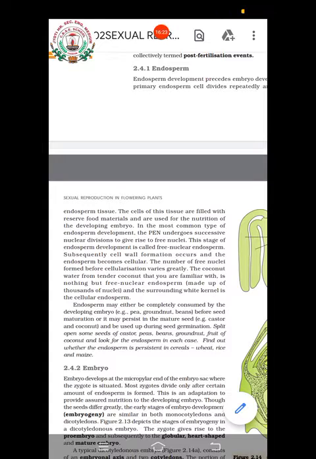Do you remember what is snapdragon plant? You have learned in incomplete dominance, isn't it? So in incomplete dominance, both the phenotypic ratio and the genotypic ratio were the same, 1:2:1, isn't it? So the answer will be the fourth option. Is it clear?